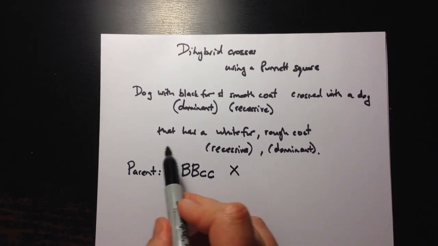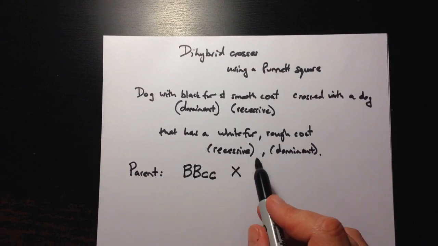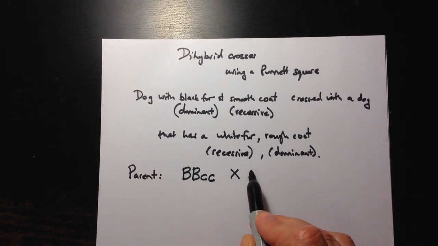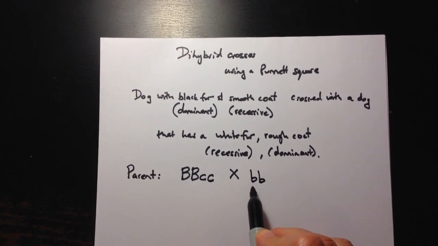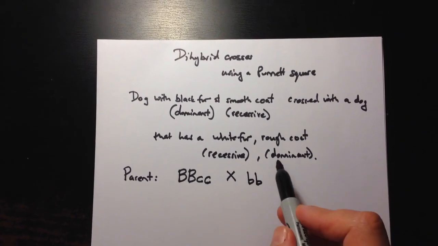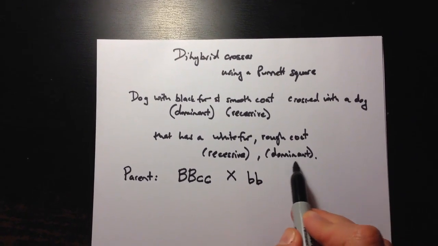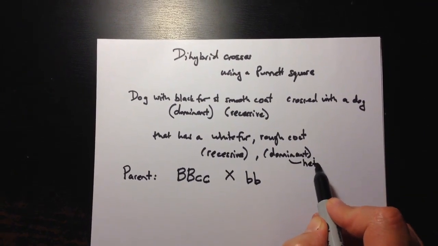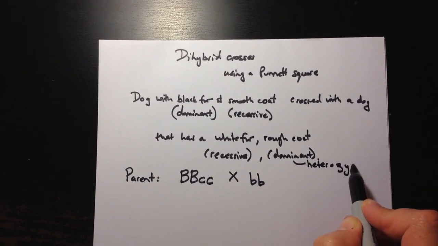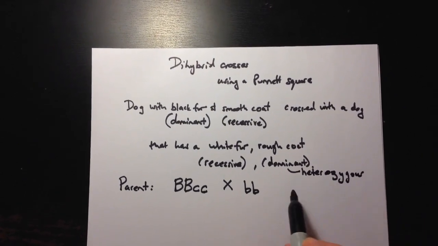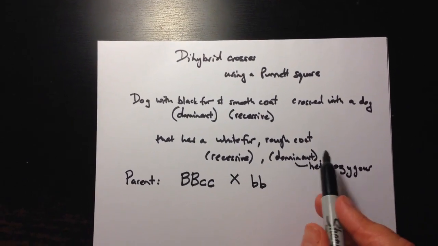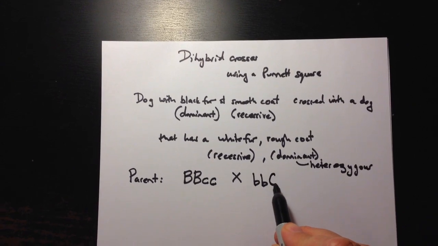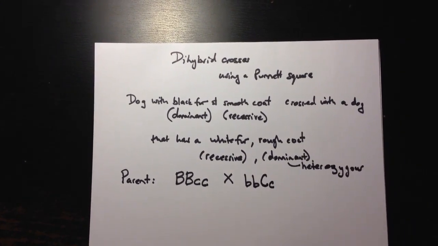So if we cross that with a dog that has white fur, which is the recessive trait, it has to be the homozygous recessive genotype. And for rough coat, let's say this is the dominant trait, but let's make this interesting and say that this dog is heterozygous for coat texture. So we can put that as a big C, little c.